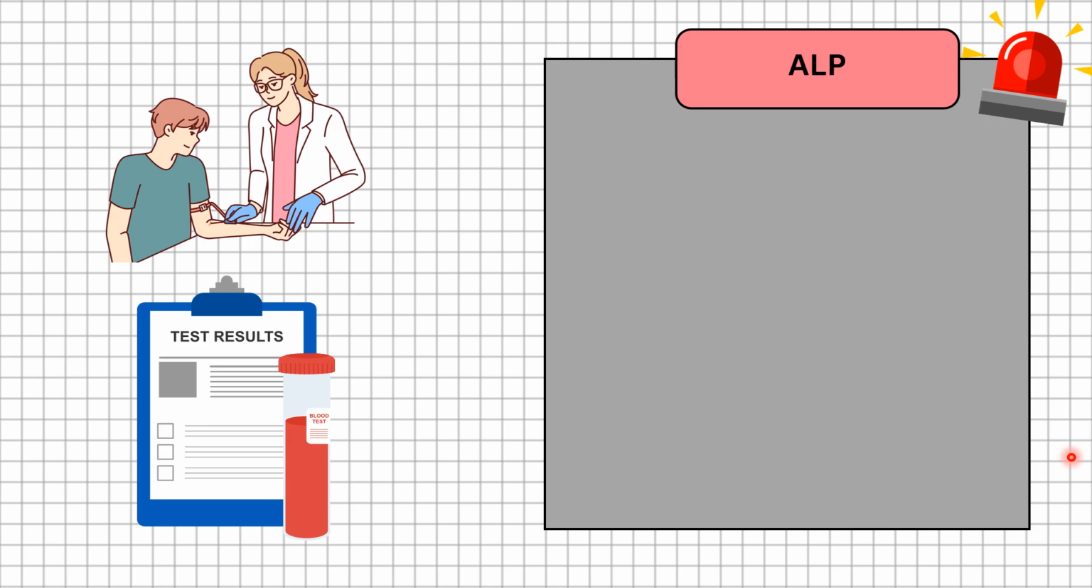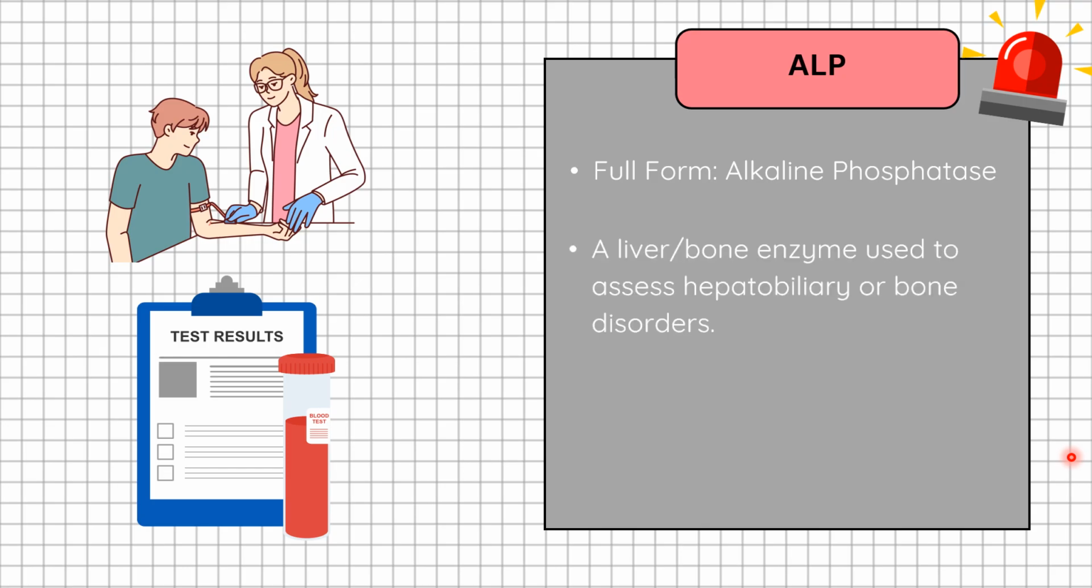The next term is ALP. The full form of ALP is alkaline phosphatase, which is an enzyme, and this enzyme is a liver or bone enzyme. So the alkaline phosphatase blood test is elevated in liver conditions, for example in hepatitis, and in bone disorders, the alkaline phosphatase is elevated in case of Paget's disease or in osteomalacia.